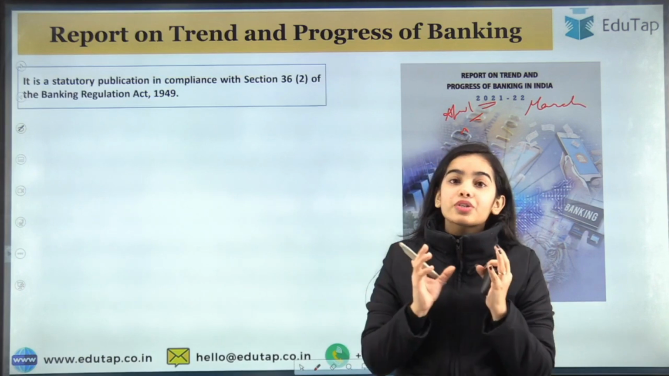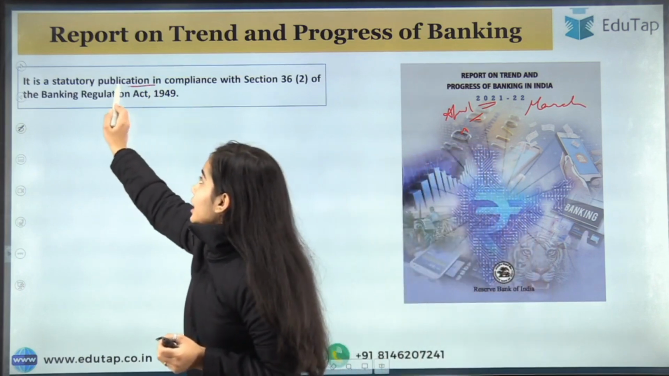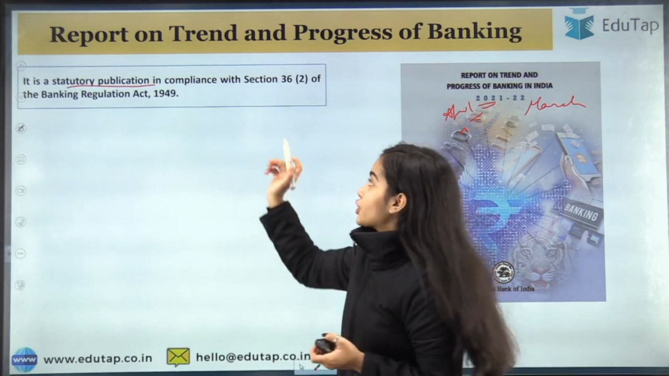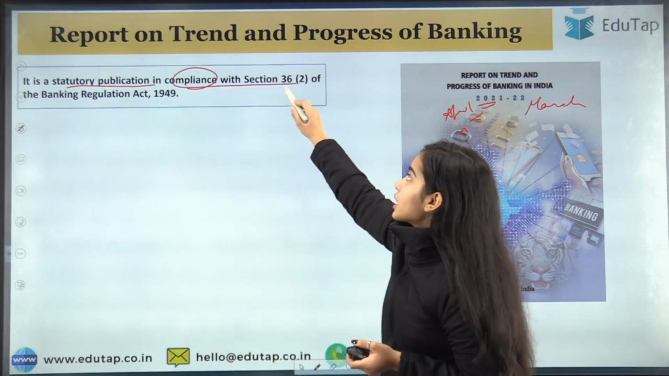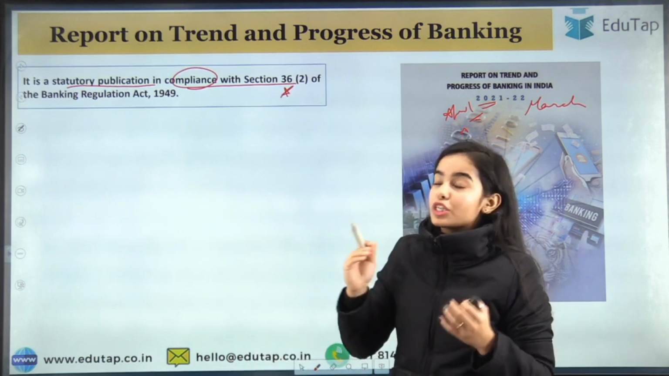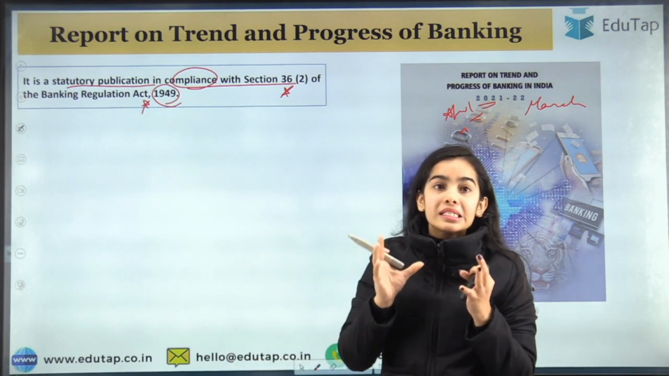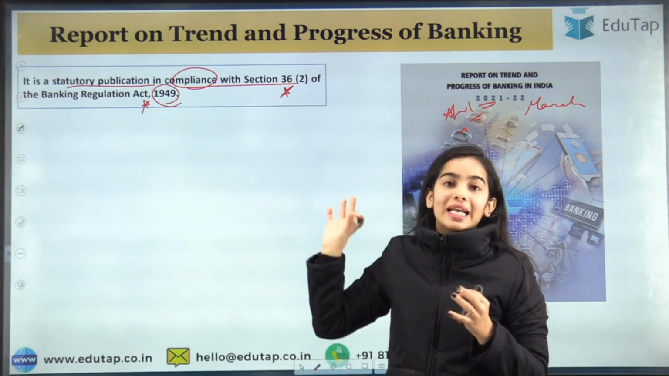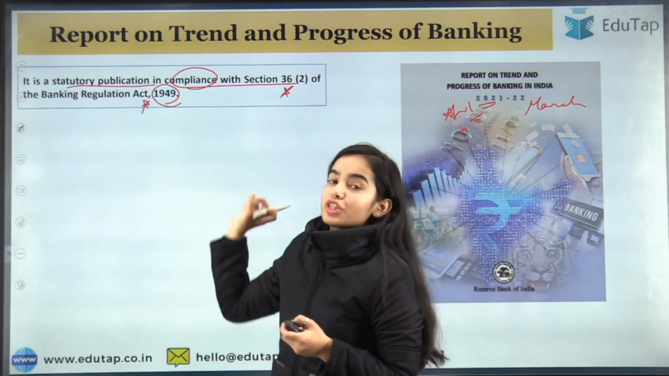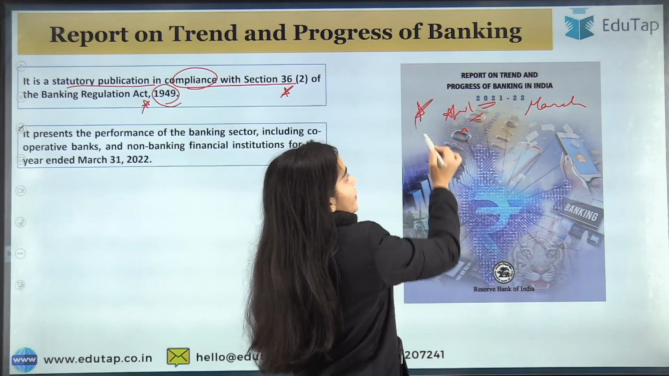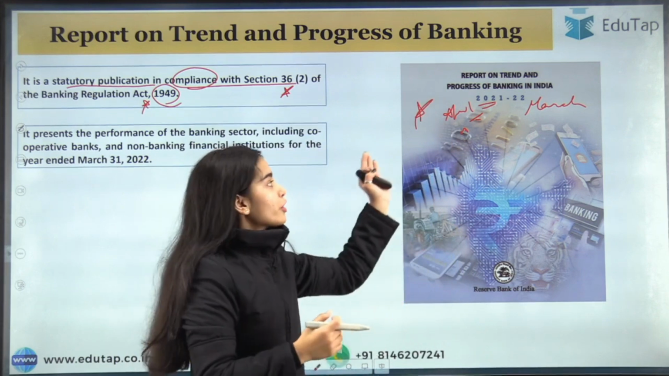This is a statutory publication, that is, it is a publication required by the law, by the act. It is a lawful publication in compliance with section 36(2) of the Banking Regulation Act 1949. So this is a compulsory publication that has to be made as per the Banking Regulation Act 1949.